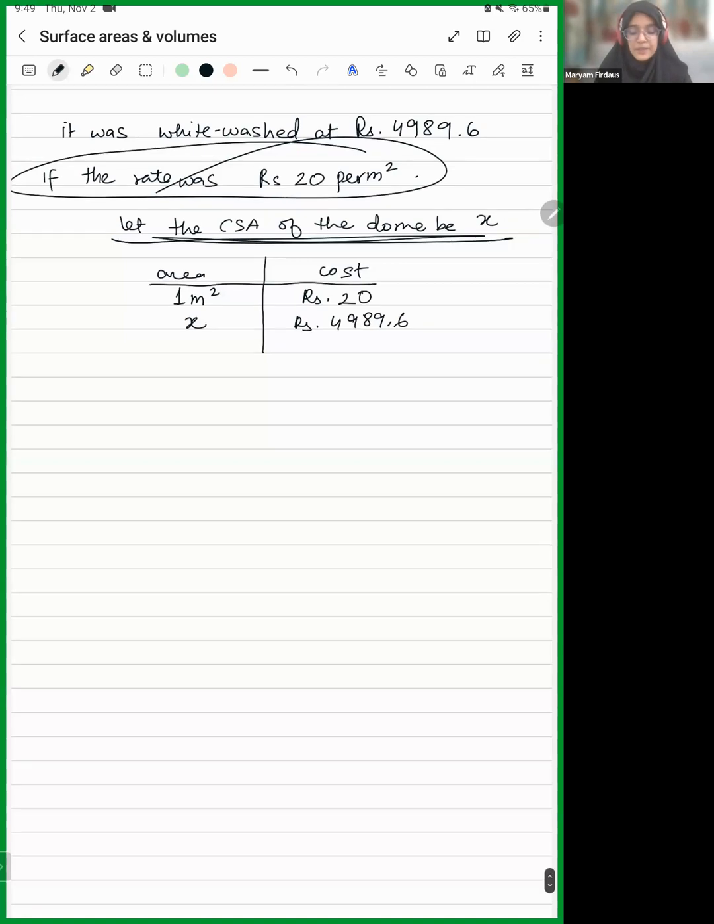And we have already said over here that the curved surface area of the inside of the dome is X. So now can we apply the unitary method? Can we apply cross multiplication? From here we can easily find X. X is equal to how much? Don't tell me the final answer. Just tell me this into this. What will it be?